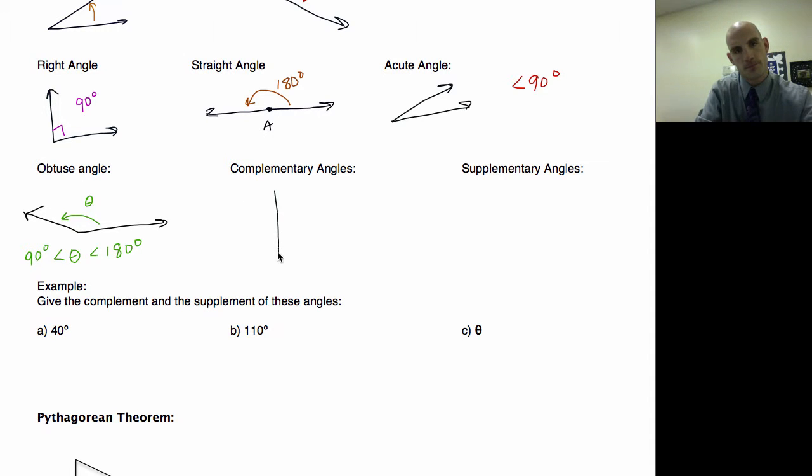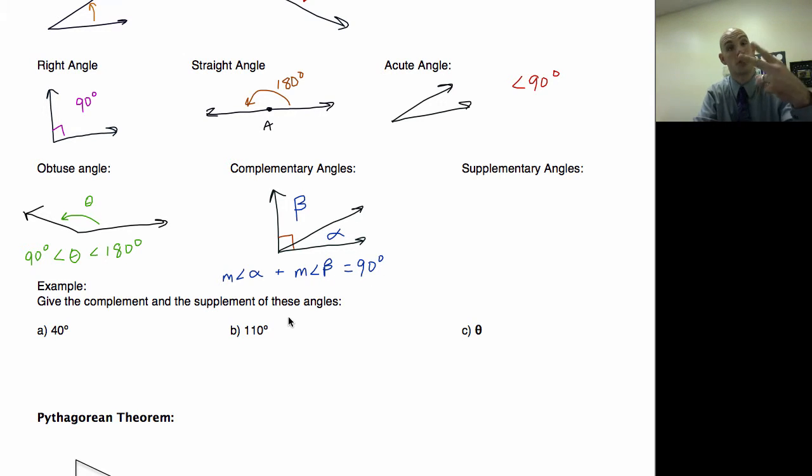Complementary angles. This is the best way to look at complementary angles. We know that the total of this angle is going to be 90 degrees. And two complementary angles are going to split this. So for example, I might have an angle alpha here and an angle beta. And the measure of angle alpha plus the measure of angle beta is going to be equal to 90 degrees. Two angles whose sum is 90 degrees.